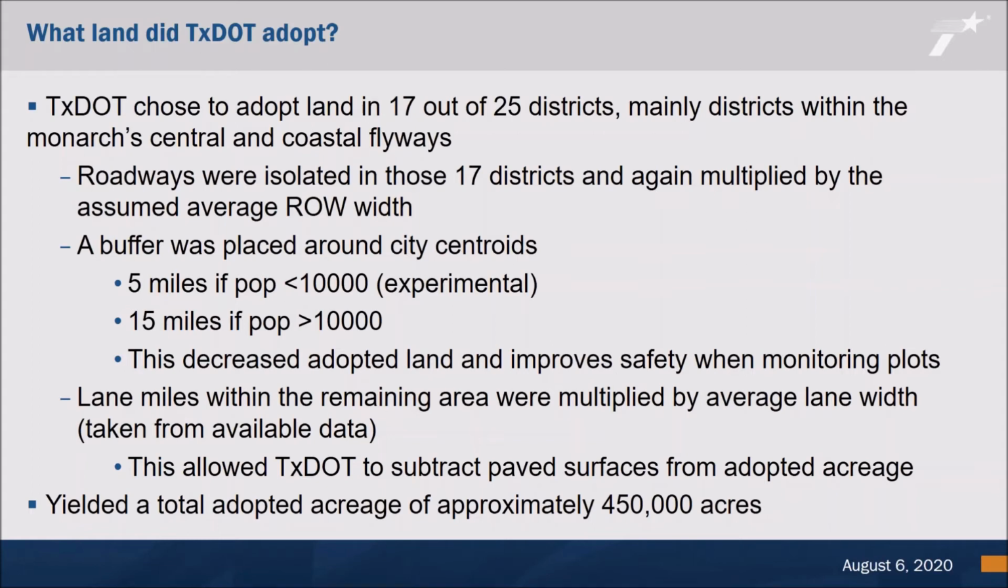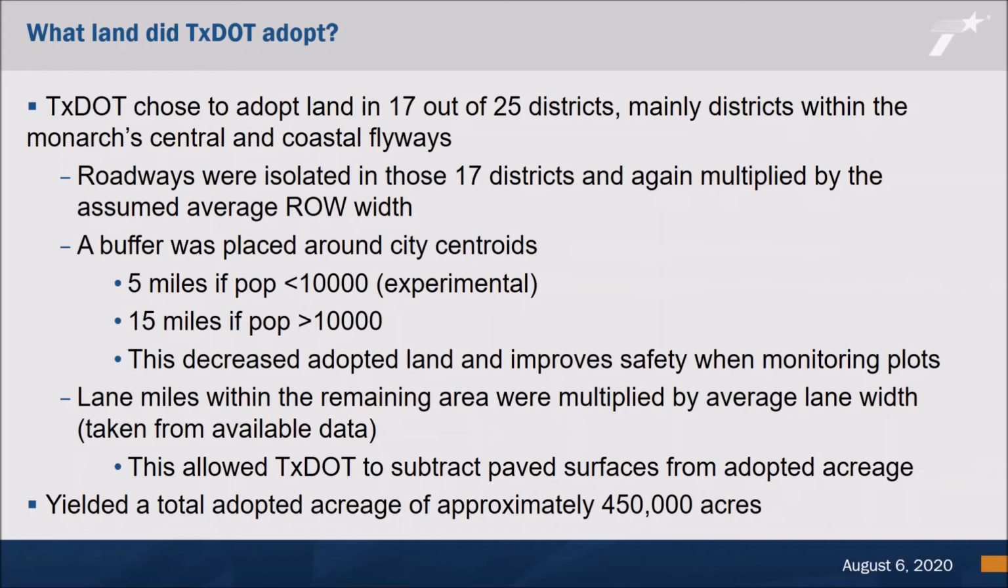But because of safety purposes, we did put a buffer around cities because we don't want to be in the middle of a busy city doing a plot assessment. So what we did was, if the population of a city was greater than 10,000, we put a 15-mile buffer. But there are still smaller cities or towns that are included in that.